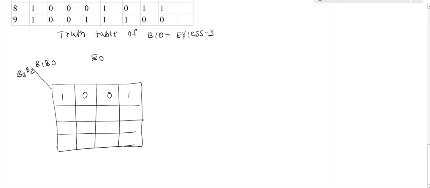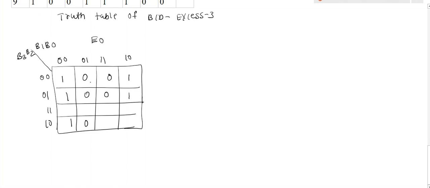After plotting the E0 output onto the K-map, my K-map looks like this: 1, 0, 0, 1, 1, 0, 0, 1. Then 1, 0, and so on. These are the cells 0, 1, 2, 3, 4, 5, 6, 7, 8 and 9. After 9, from 10 onwards, all the cells are don't care cells.